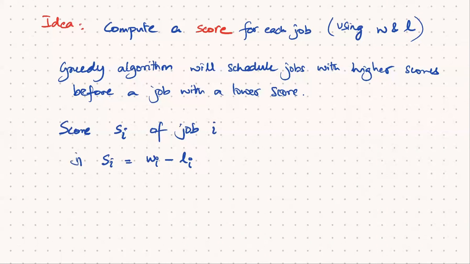Another possibility is we define the score as the ratio of the weight to the length of the job. Over here again, we see that as Wi increases, the priority increases, the score is also going to increase. And as the length increases, the score is going to decrease. That's what we want. We want the lower length jobs to give a higher score. So these two are possible candidates.